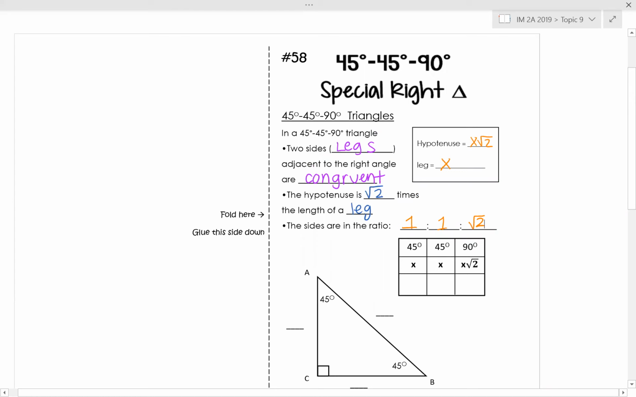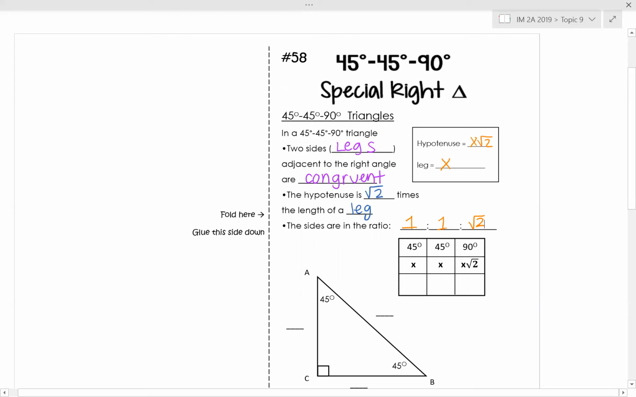These are called the legs of the triangle, right? So the hypotenuse is the side that's across from the right angle. The sides that form the right angle are the legs. The hypotenuse is the square root of 2 times the length of a leg. And so that means that if the leg is x units long, the hypotenuse is x times the square root of 2.